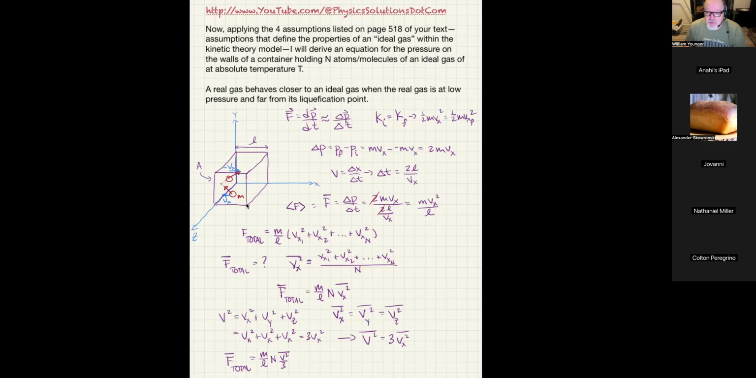The difference between pressure and force is pressure is force divided by area. And as we saw, the area on the left-hand face is A. So I can now say that P total on average is equal to F total on average divided by A. So that gives me M times N times V squared average divided by 3 times A times L. But can anybody tell me what A times L is in terms of this diagram?